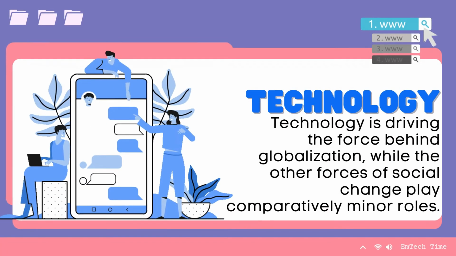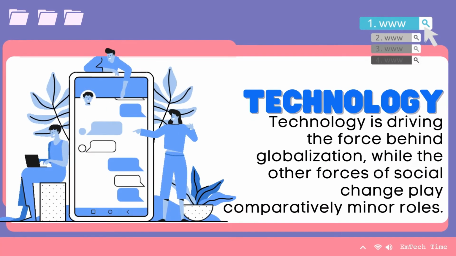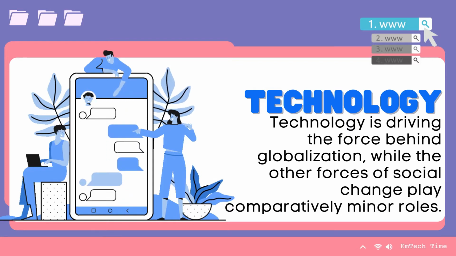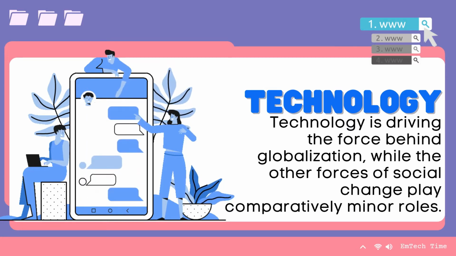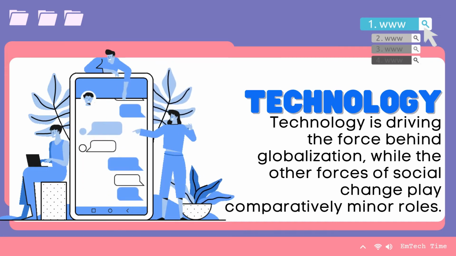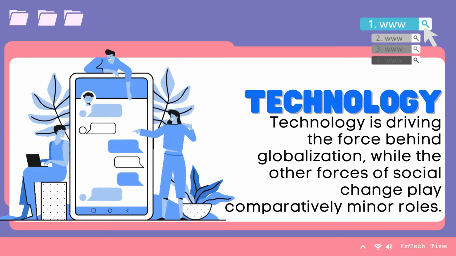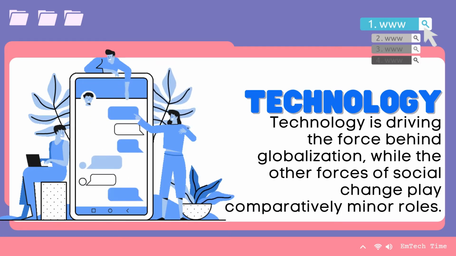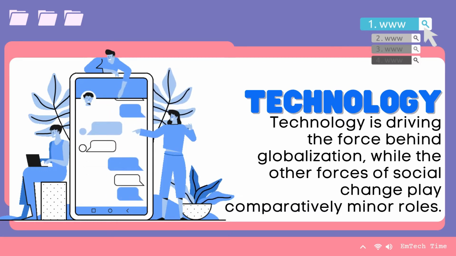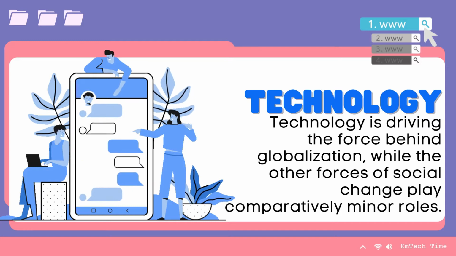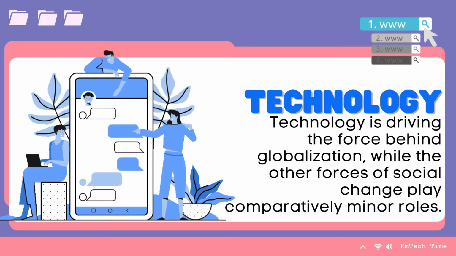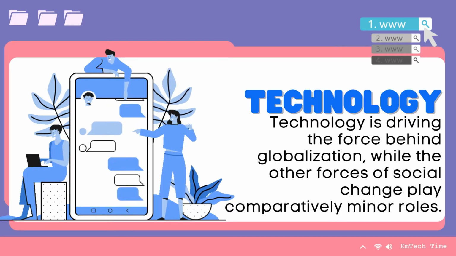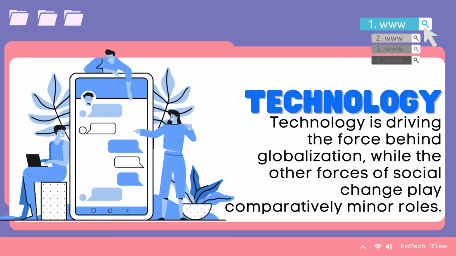So the first one is technology. It is a driving force behind globalization, while the other forces of social change, which are social institution, population, and environment, play comparatively minor roles. Technology can create change in the other three forces social scientists link to social change. Advances in medical technology allow otherwise infertile women to bear children, which indirectly leads to an increase in population. Advances in agricultural technology have allowed us to genetically alter and patent food products, which changes our environment in immeasurable ways.